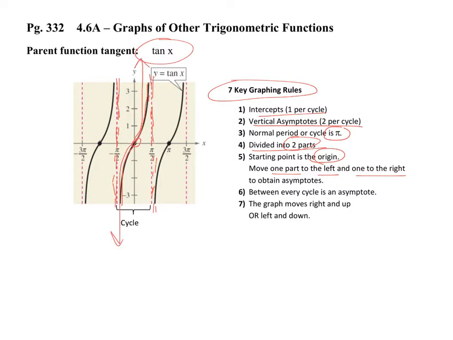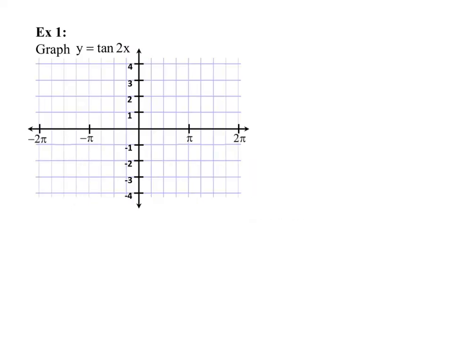Okay, let's do some examples. Graph tangent of 2x. Okay, here's your b value. That's going to have an impact on the period. All right, now you don't have to worry about amplitude for tangent because it keeps going up forever and it keeps going down forever. Okay, so let's figure out what our new period is going to be.